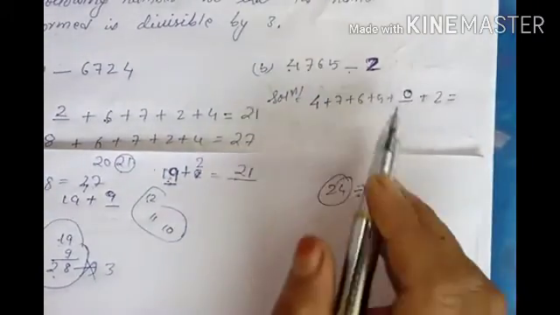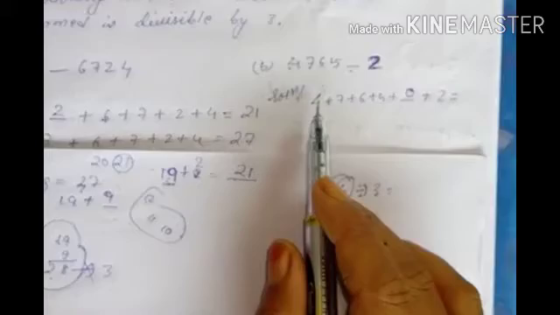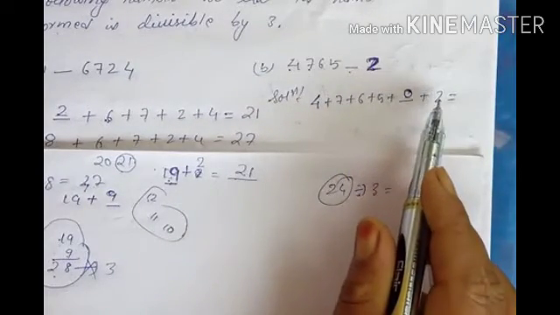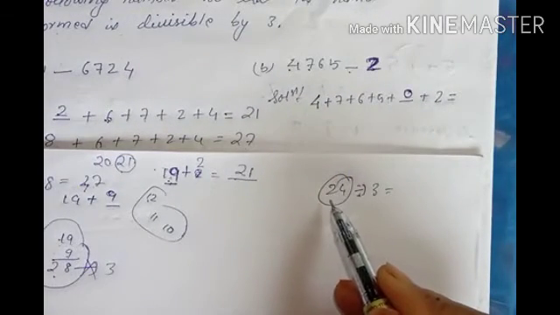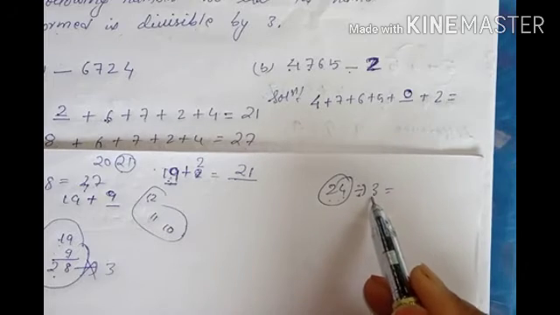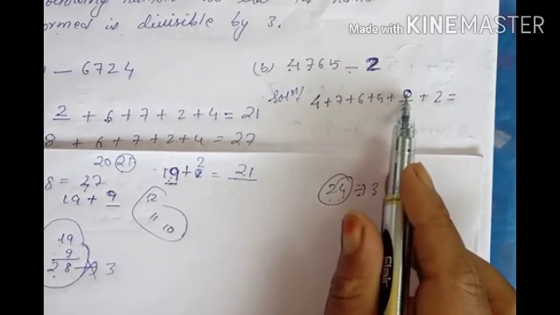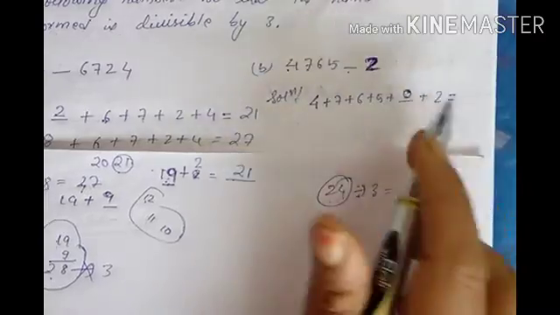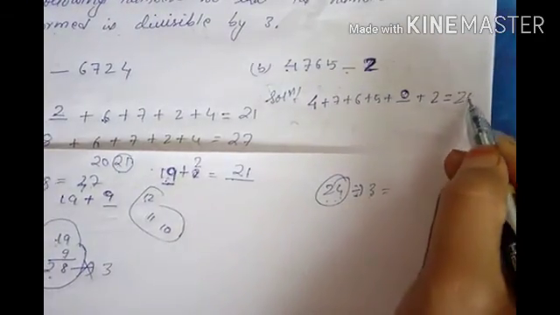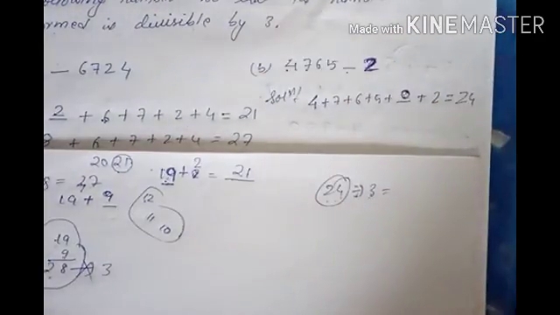0. Because why am I putting 0 here? Because the remaining digits, if you add them, we are already getting 24, isn't it? Because 24 is divisible by 3, the smallest number we can add will be 0. Now if you add this, you will get 24, and 24 is divisible by 3.